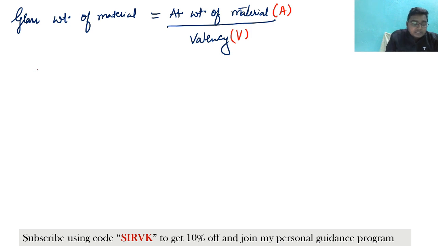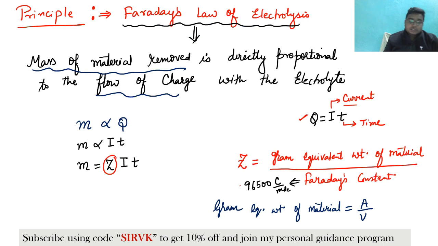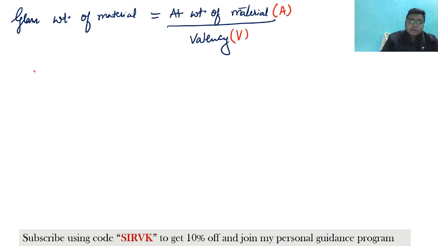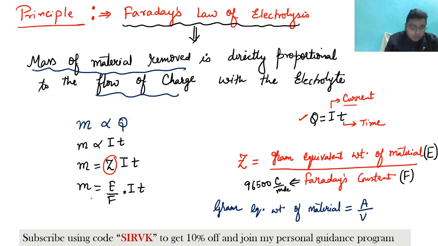Clear? And we have seen that Z is the gram equivalent weight of material by Faraday's constant. Gram equivalent weight of material is denoted by E, and Faraday's constant is denoted by F. Clear? So we can say that M is nothing but E by F into I T, isn't it? Now I can further replace this E with A by V. So M will be equal to A by V F into I into T. Clear? So this is the mass that you are going to get here.